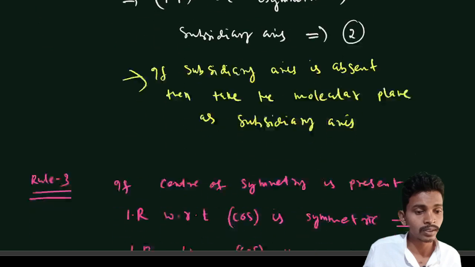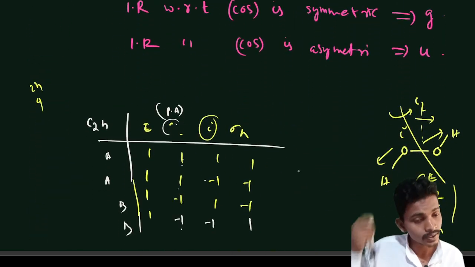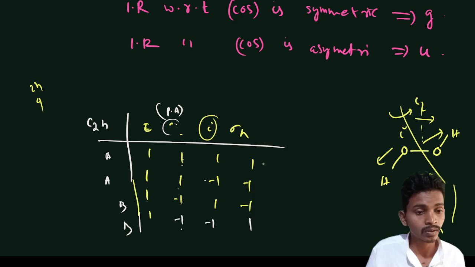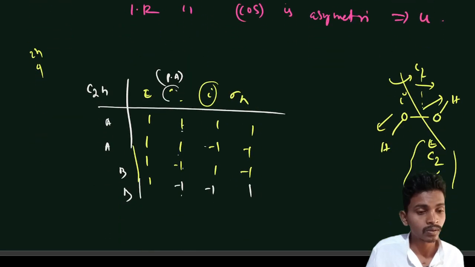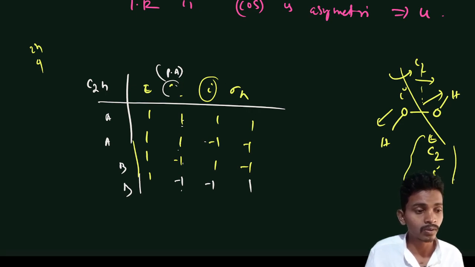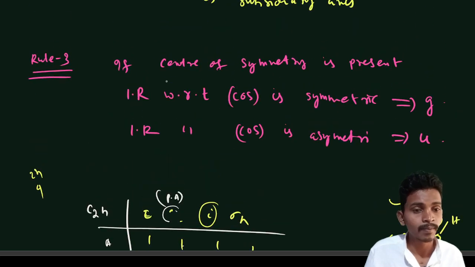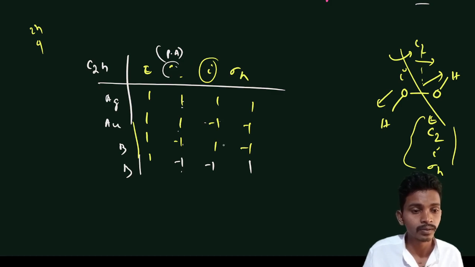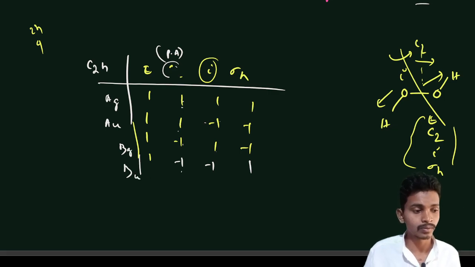Next we will go to sigma h, the principal axis molecular plane is here sigma h. But for sigma h there is also a rule, so we will not go that way. And I will go to i, the center of symmetry. If it is positive then G, if negative then U. Okay, so here i is positive then this is G, this is negative then this is U, this is positive then again this is G, negative then again this is U.